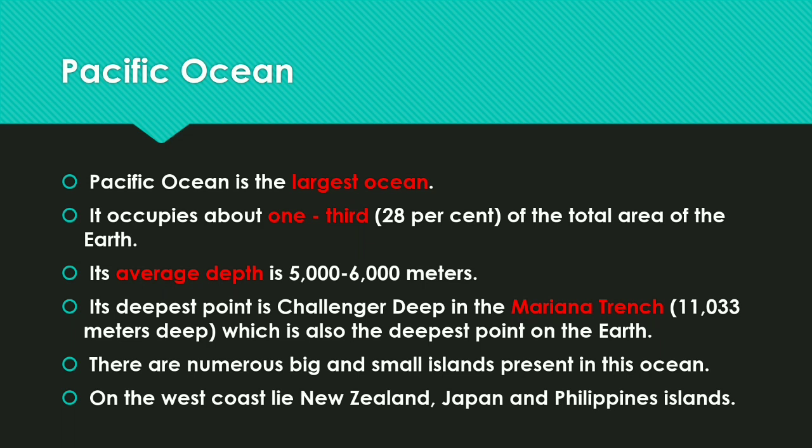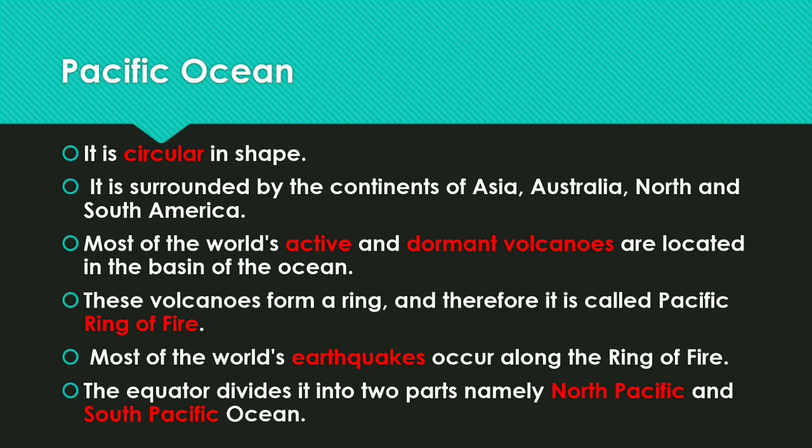There are several big and small islands present in this ocean. On the west coast lie islands like New Zealand, Japan and Philippines. Now, Pacific Ocean is circular in shape. It is surrounded by the continents of Asia, Australia, North and South America.